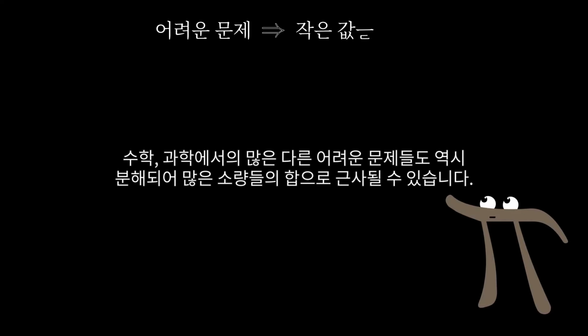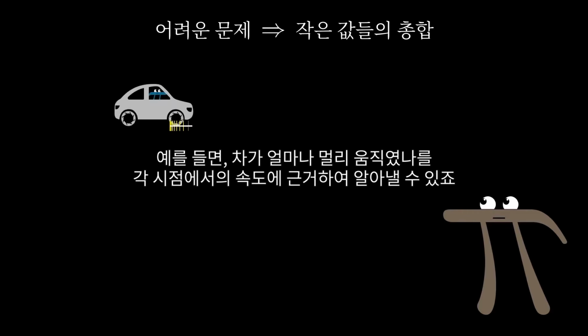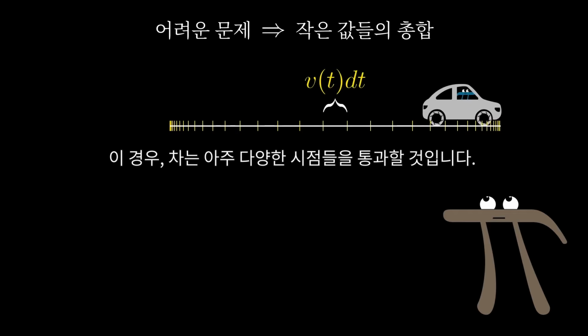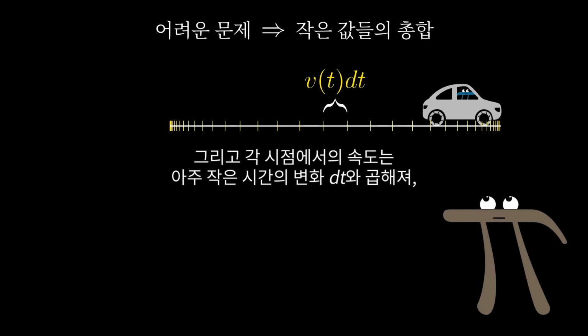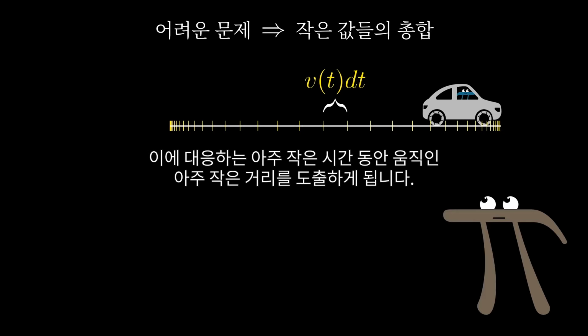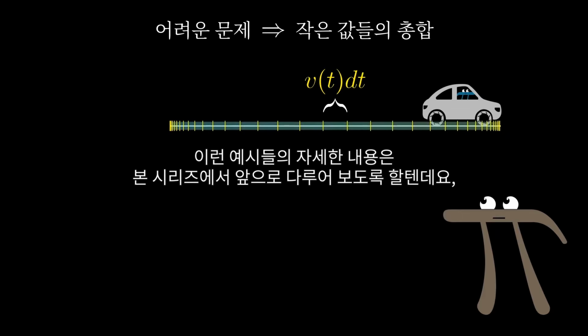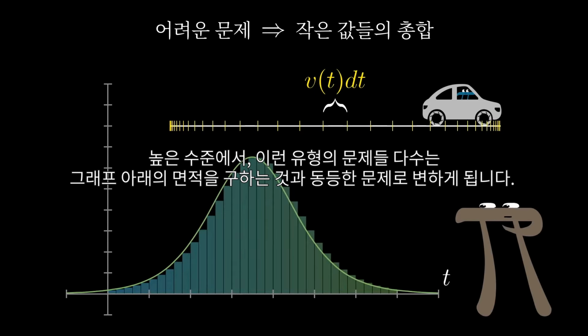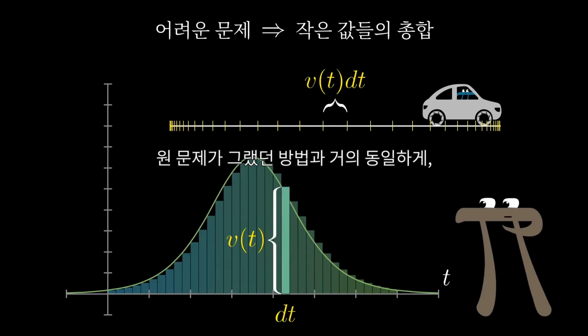A lot of other hard problems in math and science can be broken down and approximated as the sum of many small quantities. Things like figuring out how far a car has traveled based on its velocity at each point in time. In a case like that, you might range through many different points in time, and at each one multiply the velocity at that time times a tiny change in time, dt, which would give the corresponding little bit of distance traveled during that little time. I'll talk through the details of examples like this later in the series, but at a high level, many of these types of problems turn out to be equivalent to finding the area under some graph, in much the same way that our circle problem did.